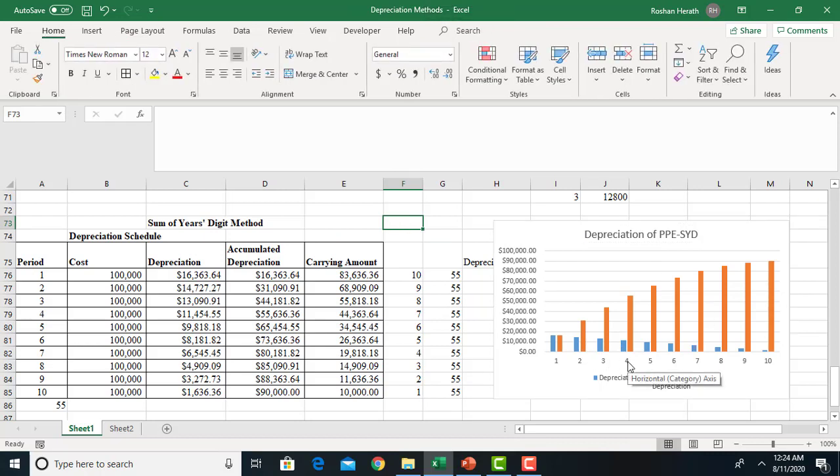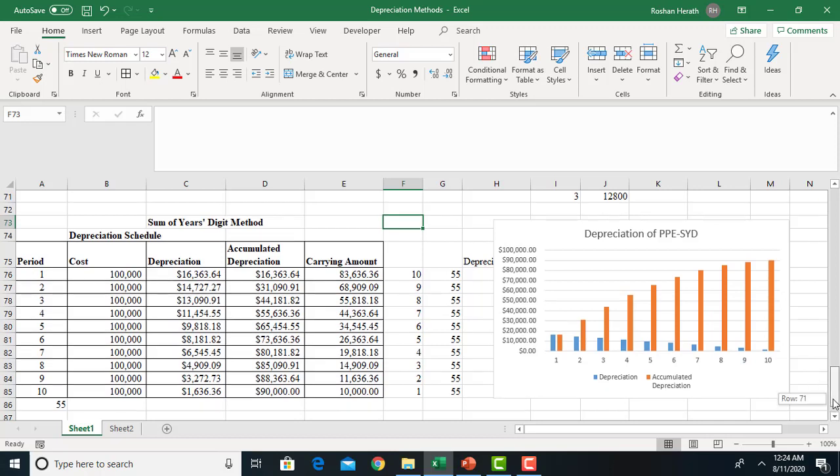So here you can see that in the initial period the higher depreciation would be there, but as the asset ages, lower depreciation would be taken. So that's why we agree it's a declining balance depreciation method. One of the declining balance depreciation methods. Okay.